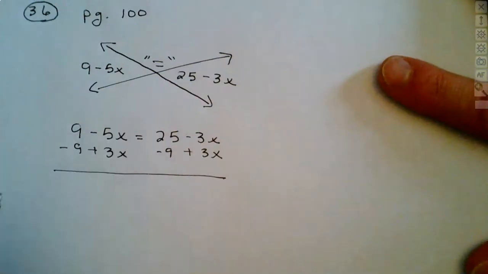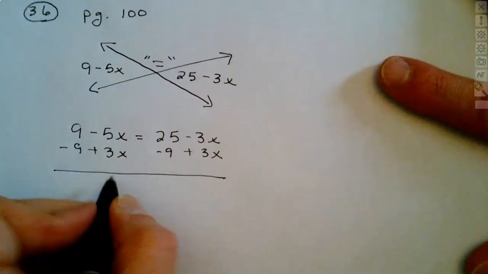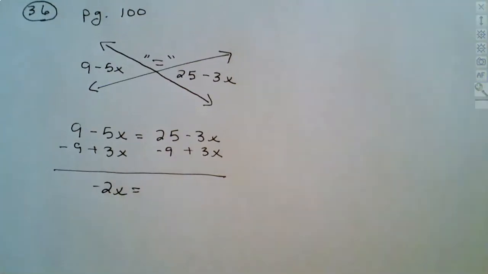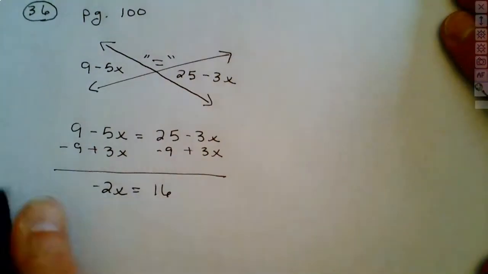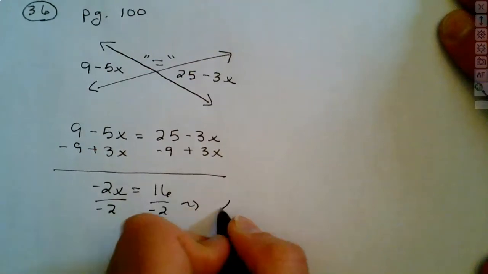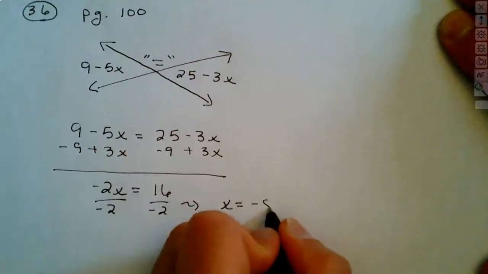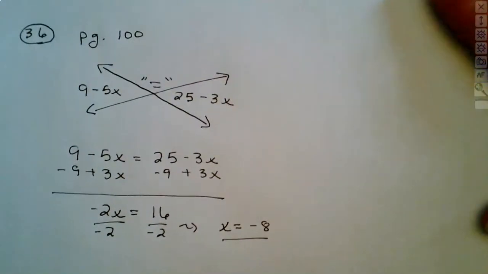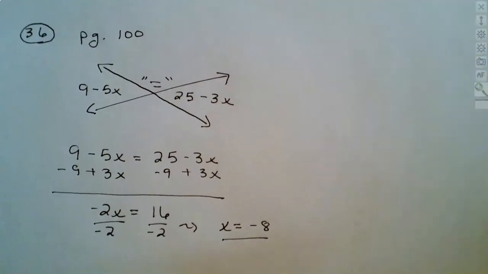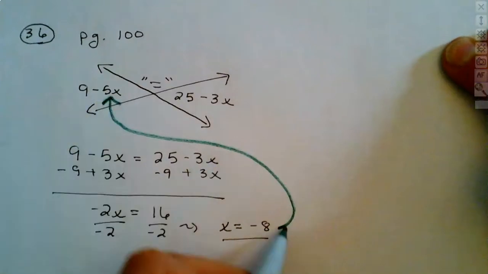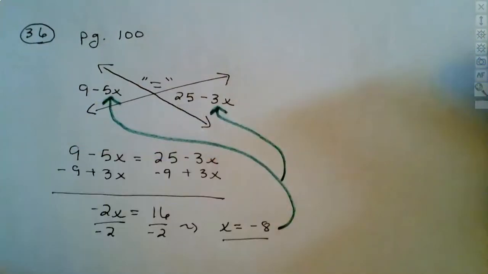So you should be comfortable with these now, hopefully. Subtracting, you will get a minus 2x on the left, and 25 minus 9 makes it then 16. Divide by your negative 2, and x equals a negative 8. Again, that is not your answer. How do we find our answer? What do we need to do? We need to take the negative 8 and plug it in to both of them. They should be the same.